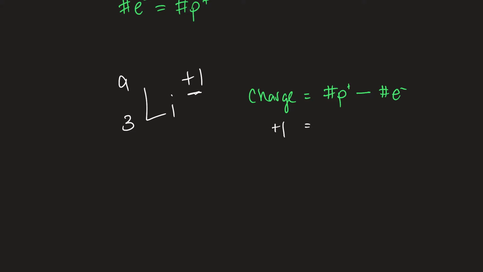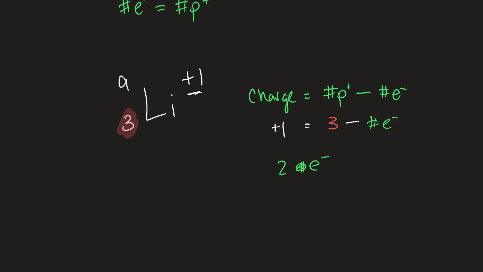Well, we figured out earlier how many protons we have, right? That stems from your atomic number, which was down here. The atomic number in this case is 3, so we know we have 3 protons. And now we just have to figure out how many electrons we have. Well, 3 minus what equals +1? In this case, we have 2 electrons.